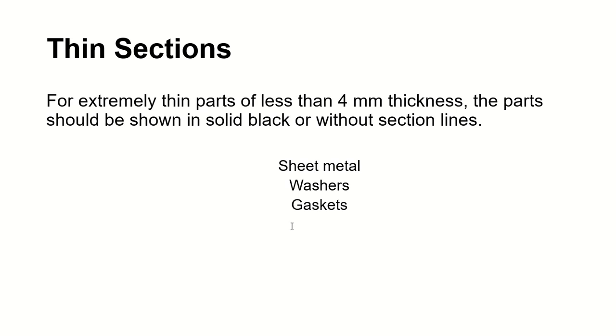Thin sections: we have sheet metal, we have washers, you have gaskets, right? So these are all your thin parts, and we call them thin sections because they're very, very thin. They're less than 4 millimeters in thickness. So these parts, yeah, we're going to show them in solid black. We will not be using section lines for these, yeah.